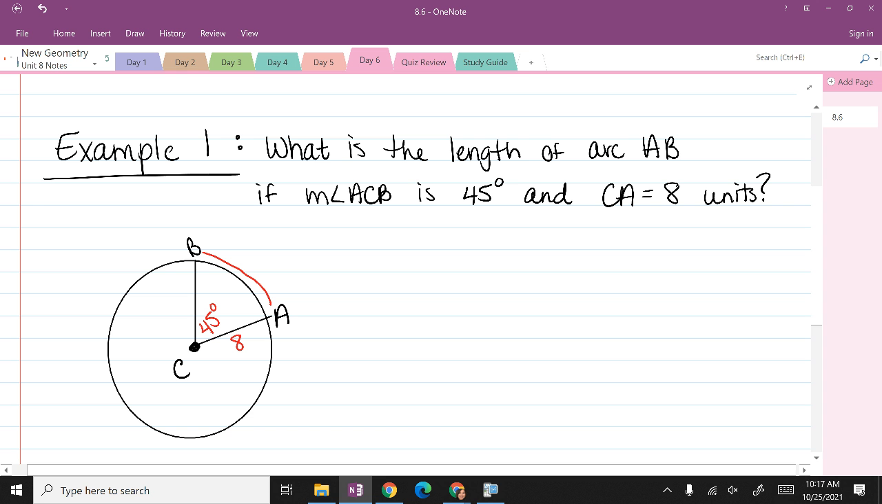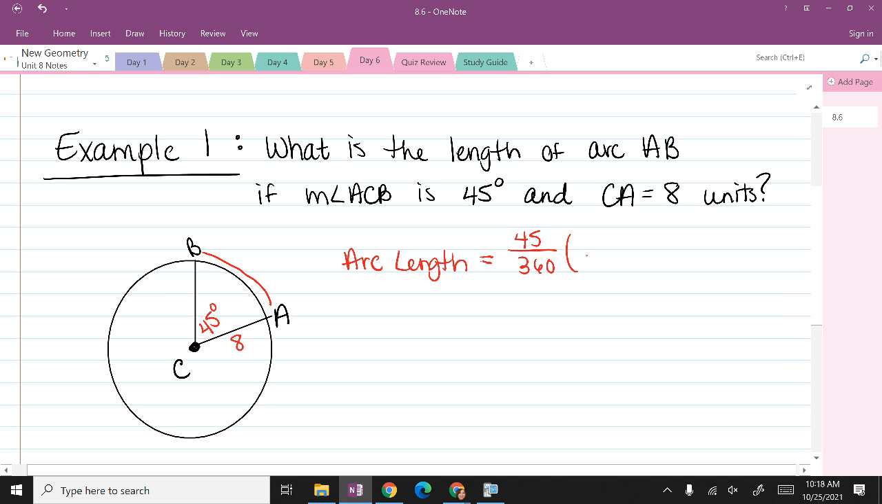Okay? So if I say I'm looking for the length of arc AB, what is the measure of arc AB in degrees? It's 45, because remember, the arcs are the same as the central angle, right? Okay? But we're looking for the arc length. So the arc length is going to be, remember, the central angle, which is how many degrees? 45 over what?